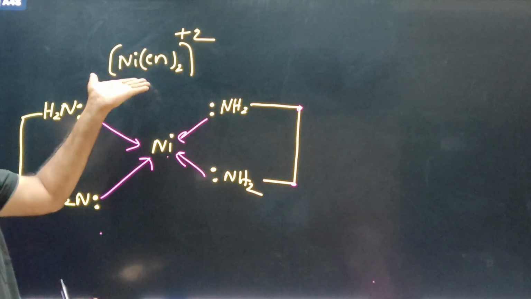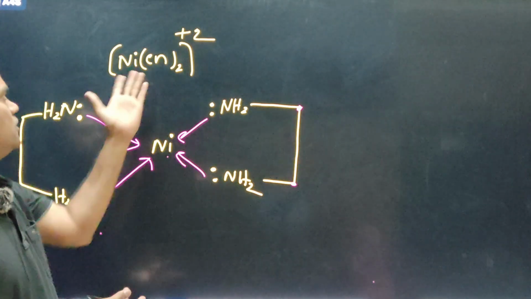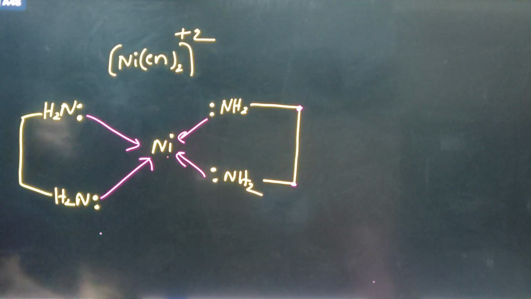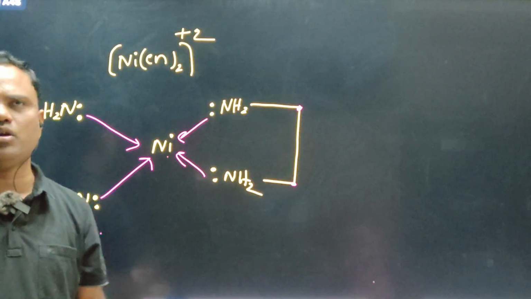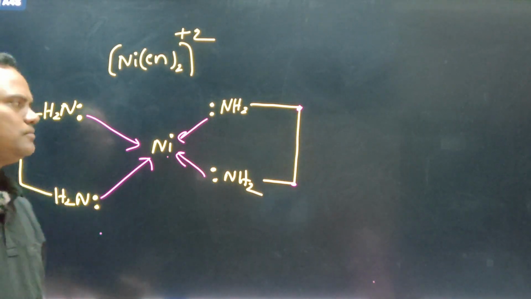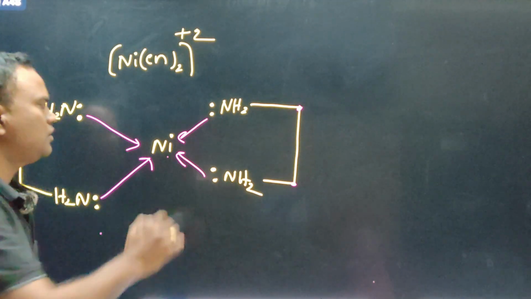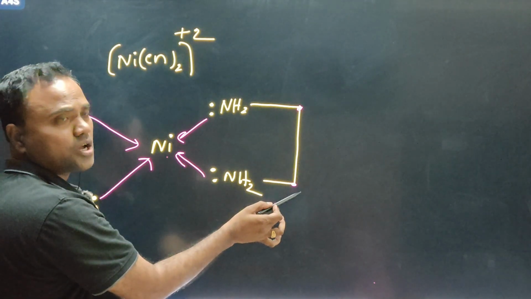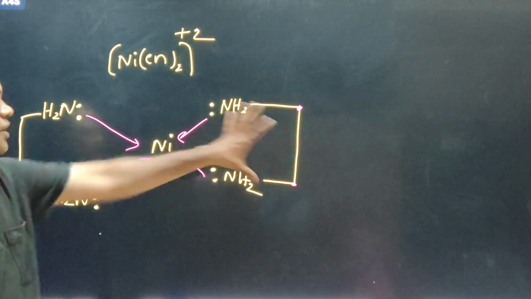For example, you will get like this. In the following complex, nickel bis ethylene diamine, nomenclature uses bis. I'll tell you nomenclature later. How many atoms are present in the ring? 5 atoms are present. Because of chelation, a 5-member ring is forming here. Nickel is 1, nitrogen 2, carbon 3, another carbon 4, and a nitrogen 5. So this is one ring and this is one ring.